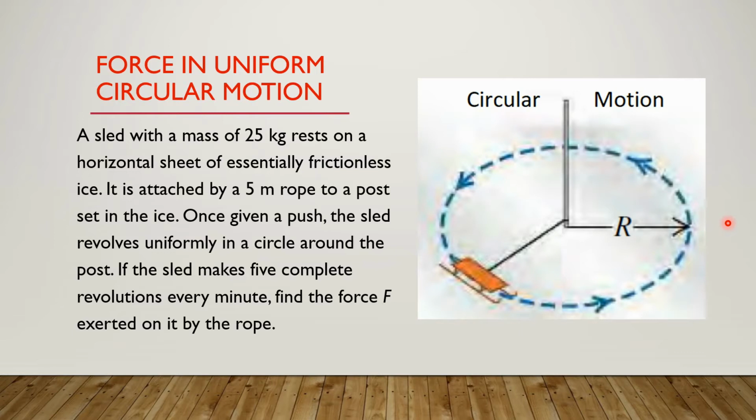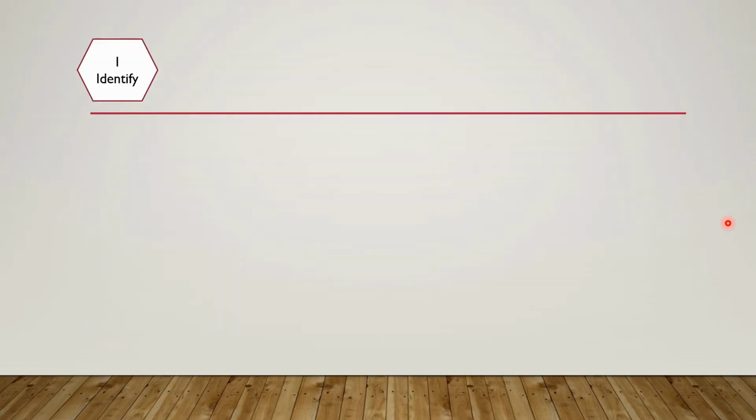The sled is moving uniformly around a circle around the post, and the sled has some radial acceleration, so we will use Newton's second law of motion. First we have to identify the relevant concept. The relevant concept is Newton's second law of motion because the sled has radial acceleration. Next is the target variable: we have to find the force exerted by the rope on the sled.